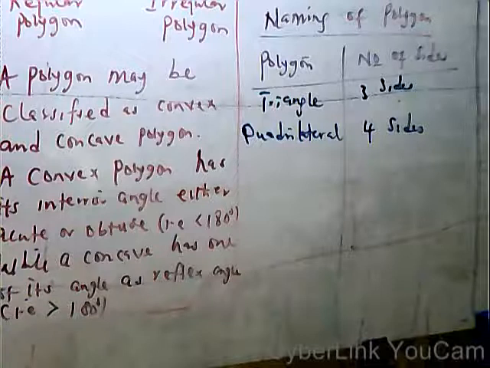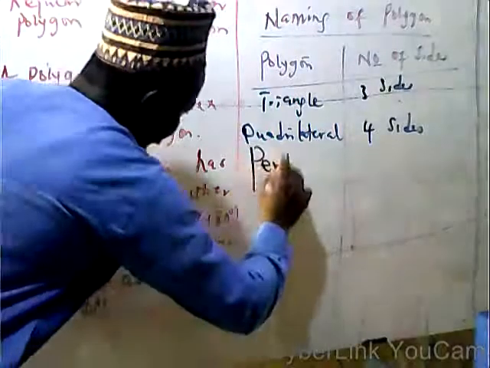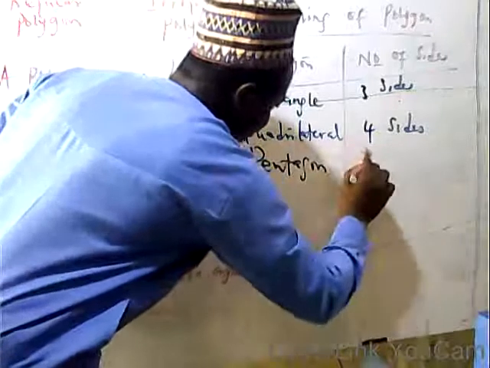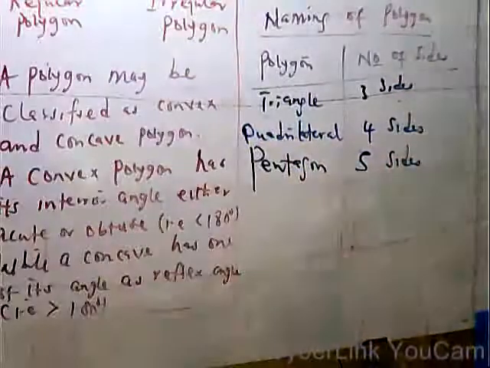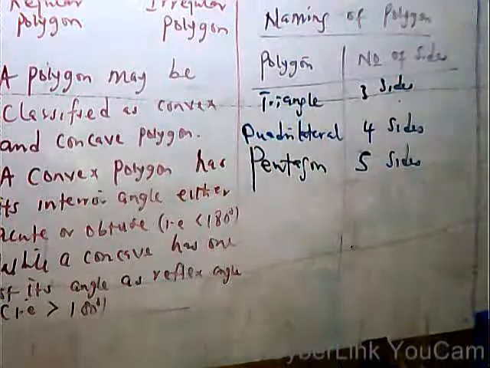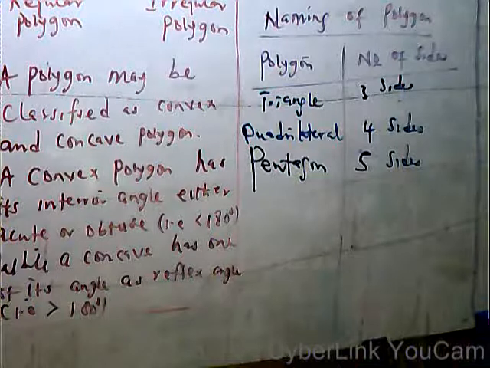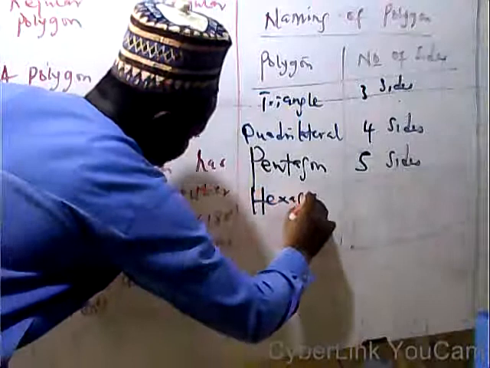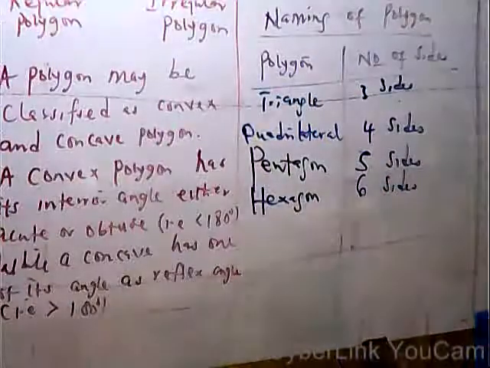Now, a polygon with 5 sides is called a pentagon. A pentagon has 5 sides. When you have a polygon with 6 sides, it is called a hexagon. That is a polygon with 6 sides.